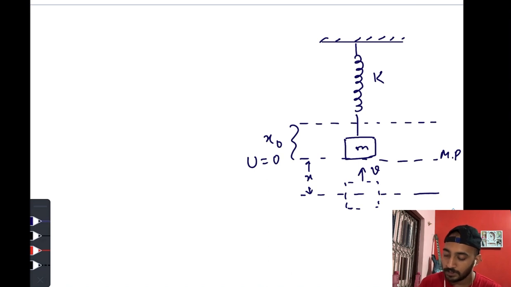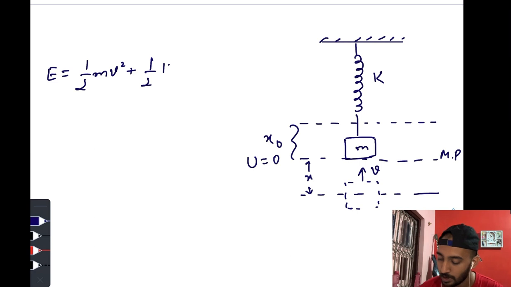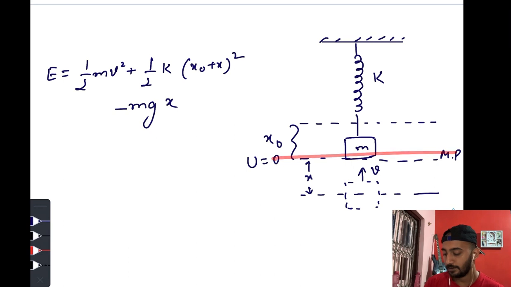So at this instant, if I try to write the total energy of this spring block system, it would be kinetic energy plus spring potential energy, that is half k (x naught plus x) square, and the gravitational potential energy, that is mgx, because this one is the reference line and this is below the reference line, so minus mgx.